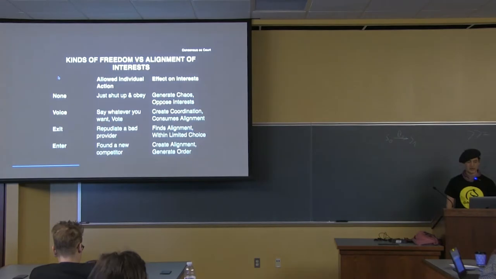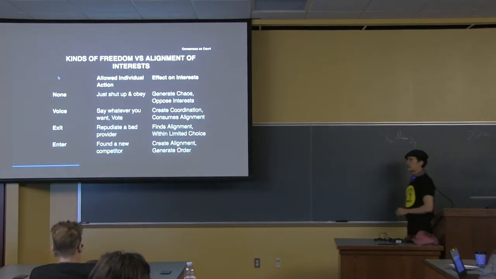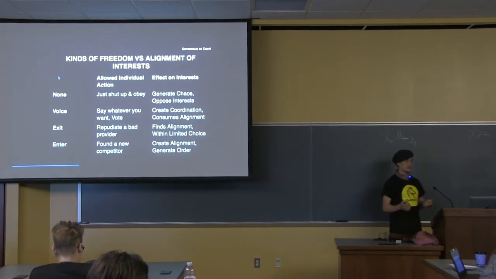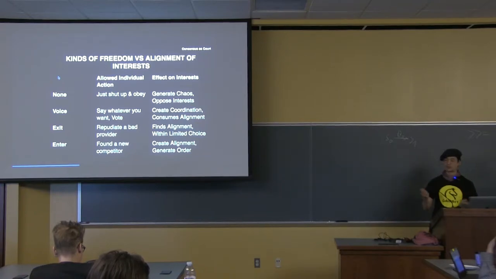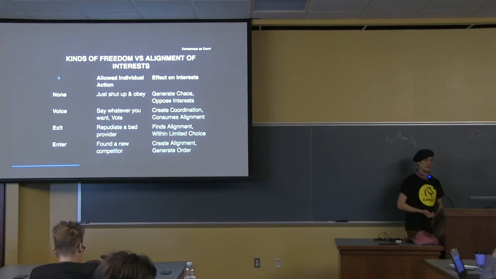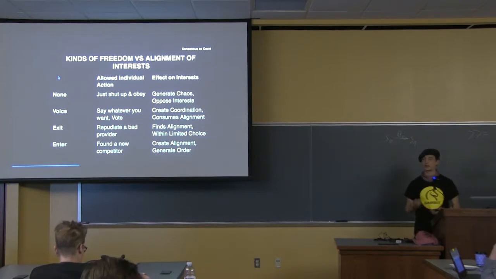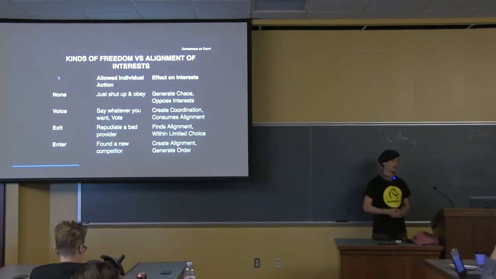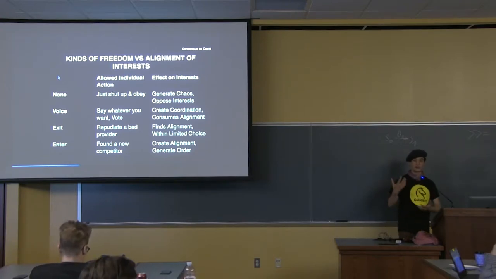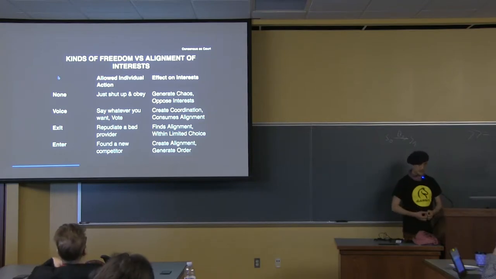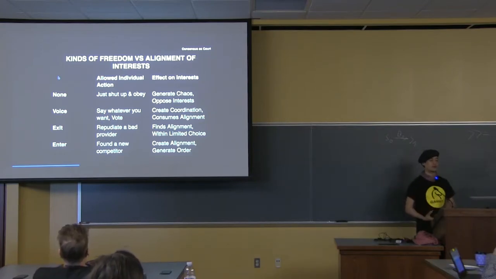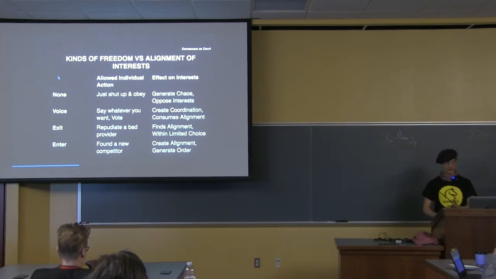And what this economic analysis of law tells us is that there is a correspondence between the kinds of freedom that actors have and the alignment of interest between the actors. If there is a manager, but you have no freedom except to just shut up and obey with respect to what the manager decides, then the interests between the users and the managers are opposite, and this generates chaos. If you have the freedom of voice, you can say what you want. You can even vote for it.